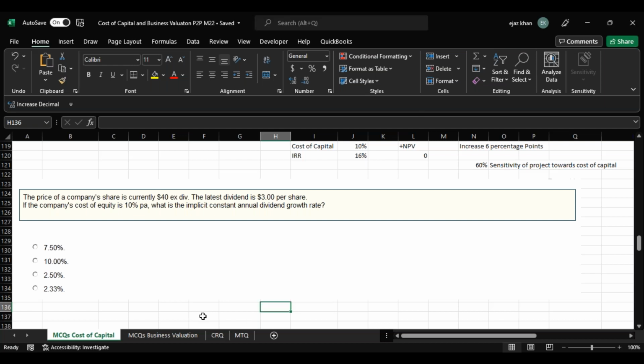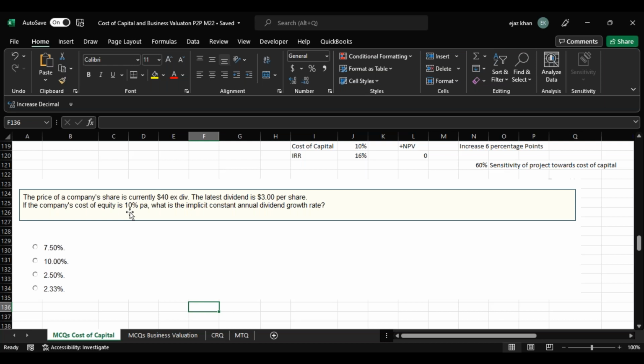Noreen, do you see 33.33% as an option? I guess that's too much on the higher side, 33%. Okay, so it's basically a reverse calculation question where you have the cost of equity now, and we have to do some reverse calculation to find out the growth rate.